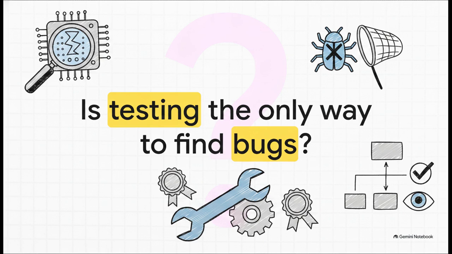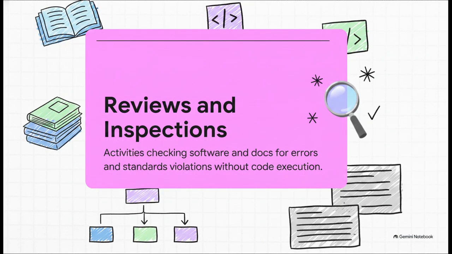In a professional environment, relying only on testing is surprisingly inefficient. And that brings us to a really vital definition. Reviews and inspections are quality assurance activities that check software, documentation, and process records for errors, omissions, and standards violations, all without actually executing the program.